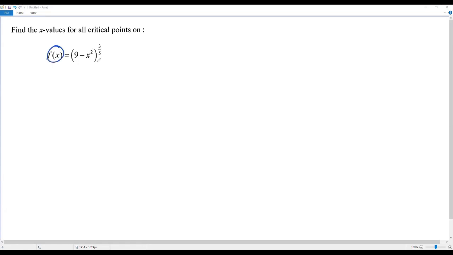To get the domain, I'm going to do some work on this expression: (9 minus x squared) to the power of 3/5. The exponent is a fraction, and 3/5 can be written as 3 times 1/5. Whenever two values are multiplied in the exponent, we can take one value as the first exponent and the second as the exponent of the whole thing. That is (9 minus x squared) to the power of 3, all to the power of 1/5.